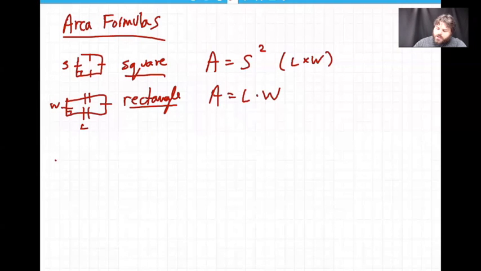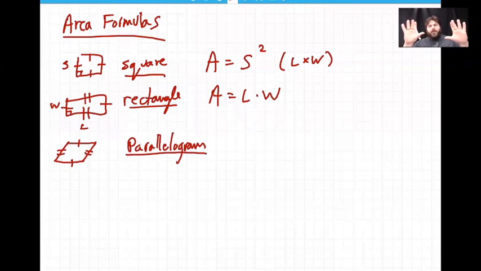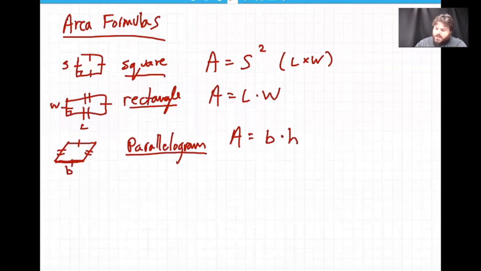All right, next shape, parallelogram. You have opposite sides that are the same. It's kind of like a rectangle that sort of fell over on its side, right? It doesn't have to be all the same. It could be like a wide thing and just tilted on its side. So the formula here is base times height. So the base is the part that's kind of like sitting on the ground.